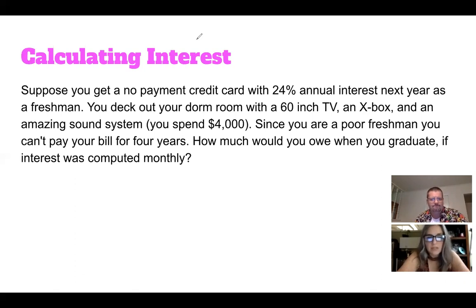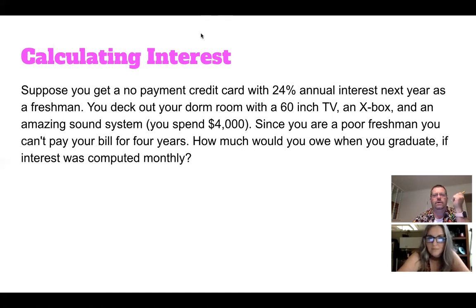It says you deck out your dorm room with a 60-inch TV, an Xbox, and an amazing sound system because you're an idiot, and you spend $4,000 on that. Since you are a poor freshman, you can't pay your bill for 4 years because you don't have a job because you're going to school. Maybe you have a job at a coffee shop and you're making barely anything. How much would you owe when you graduate if the interest was computed monthly?